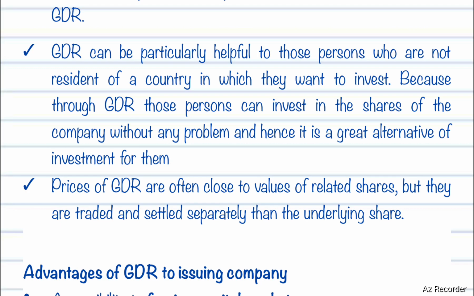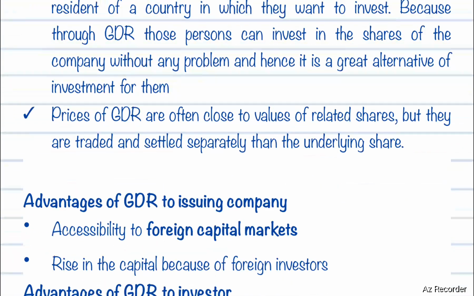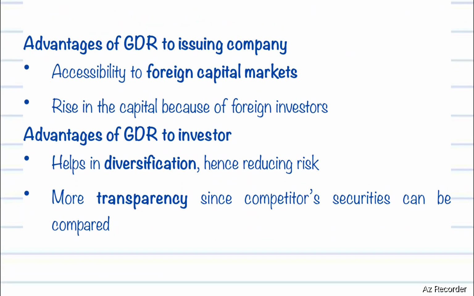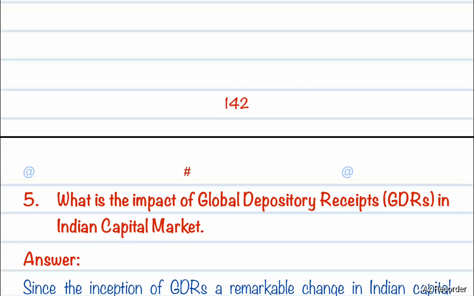Prices of GDRs are often close to values of the related shares, but they are traded and settled separately than the underlying shares. Advantage of GDRs to issuing company: accessibility to foreign capital markets, a rise in the capital because of foreign investors. Advantage of GDRs to investor: helps in diversification, hence reducing risk. More transparency since competitors' securities can be compared.